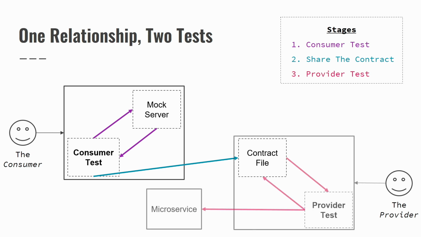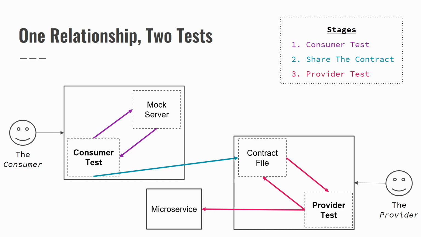And then the provider has their own test. Now their test isn't a unit test, but it's a fairly simple test in that it takes that contract file and it reads through it. It reads through it example by example, mock by mock. And it looks at each mock in turn and it makes that mock request to an actual running service. So to the actual catalog service, it's going to make that request and it's going to get the actual response.